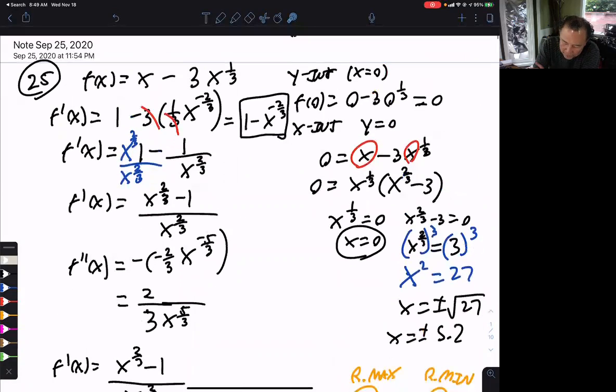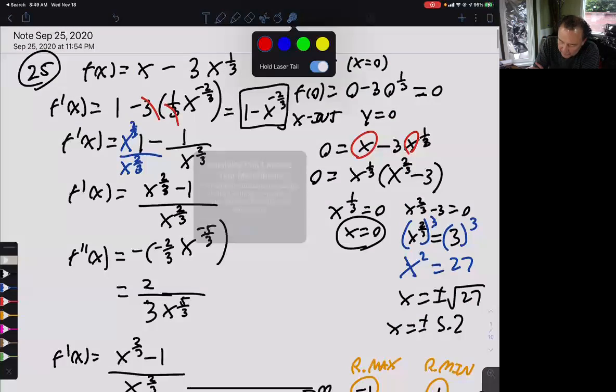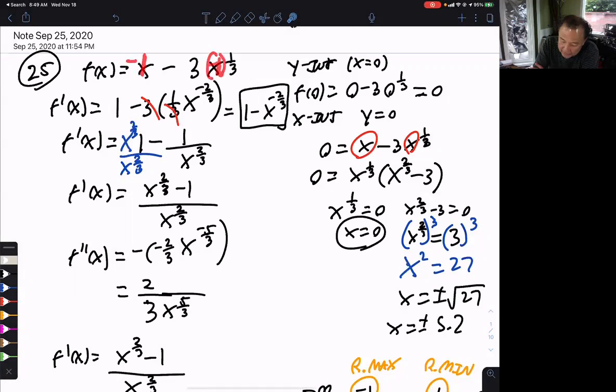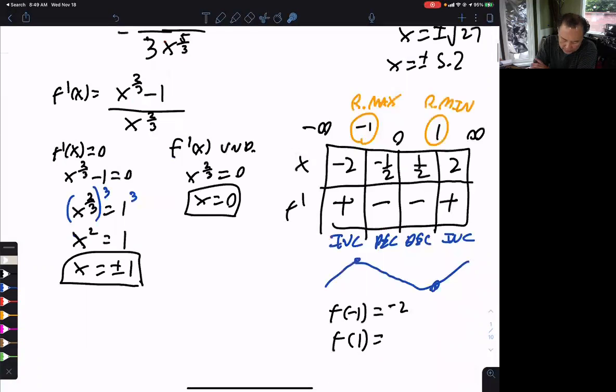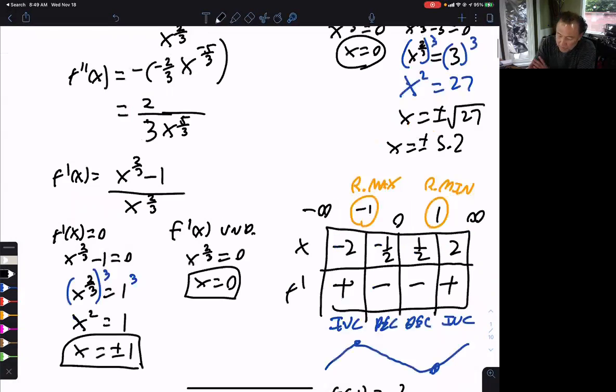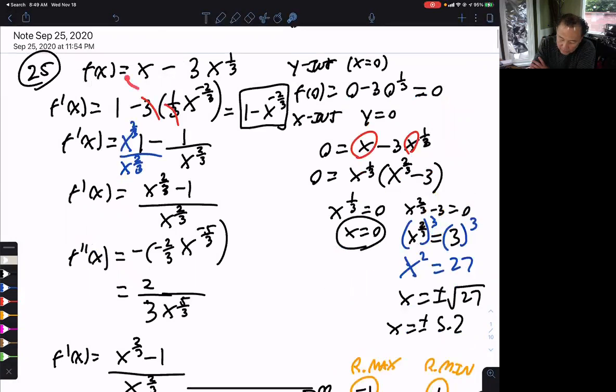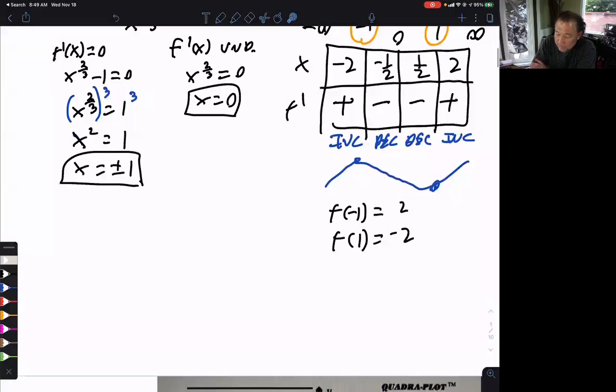If I put -1 here and -1 here, that's going to be -1 minus -3. That's going to be +2. So at -1, I'm going to have a +2. Yeah, I did have them switched. And at 1, I'm going to get a -2. Double check that. If I put a 1 here, I have 1 minus 3. That will be -2. So that makes sense.